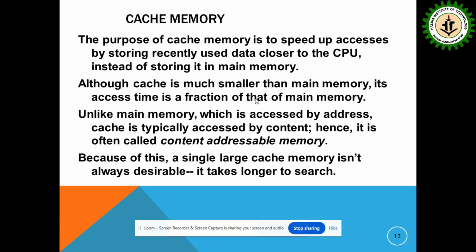Now, let us move to the cache memory. The purpose of cache memory is to speed up accesses by storing recently used data closer to the CPU instead of storing it in the main memory. Although cache is much smaller than main memory, its access time is a fraction of that of the main memory. Unlike main memory, which is accessed by address, cache is typically accessed by content. Hence, it is often called content addressable memory. Because of this, a single large cache memory isn't always desirable. It takes longer to search.